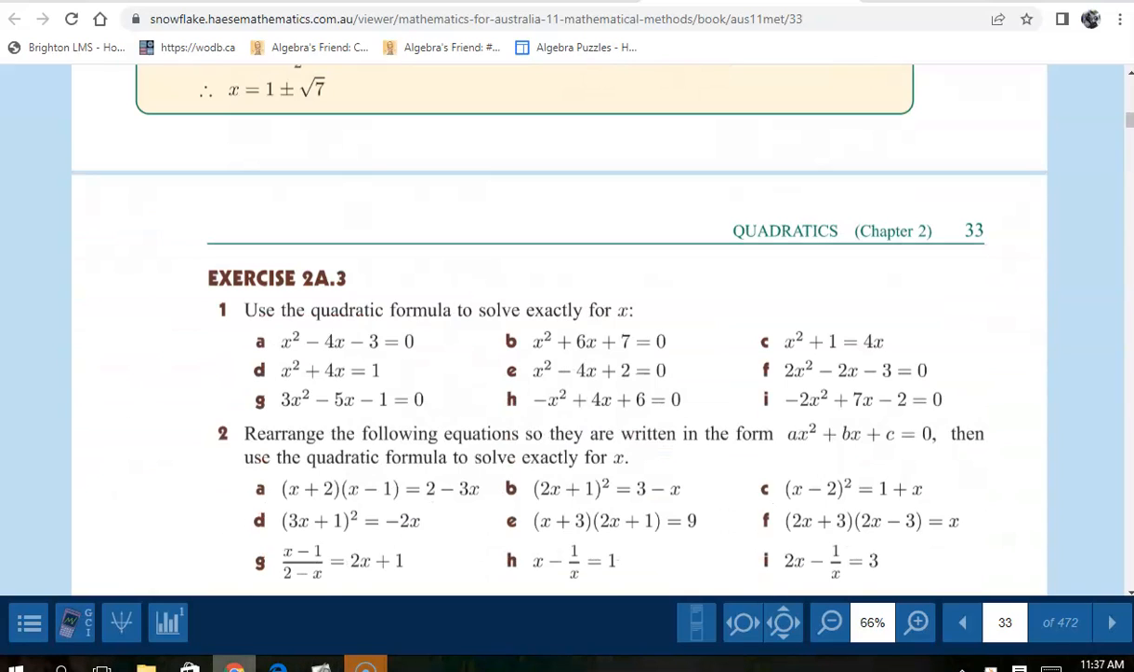The quadratic formula, let's be honest, do you need me to go through that with you? What about simplifying surds? Do you remember how to simplify surds? Okay, so let's just pick one.